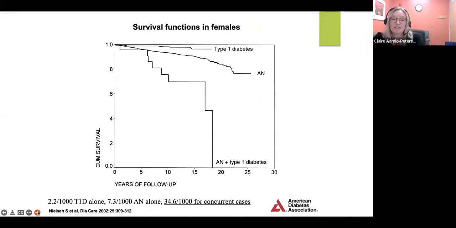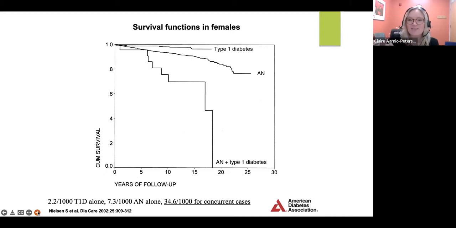And we are really concerned with this population because for any of you that have worked with folks with type 1 who also have eating disorder symptoms, the outcomes are really, really severe. So this is another interesting study examining survival ratios for three clusters: individuals with type 1 diabetes only, individuals with anorexia nervosa only, and individuals with anorexia nervosa and type 1 diabetes. And I should mention anorexia nervosa has one of the highest, second only to opioid addiction, mortality rates of any psychiatric condition.